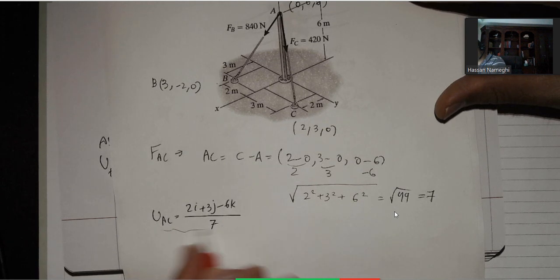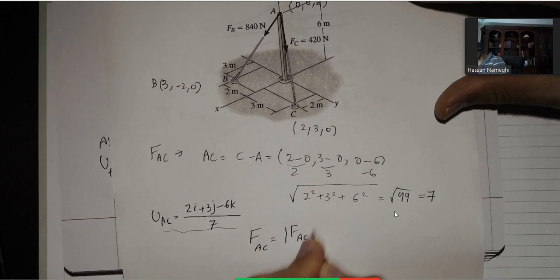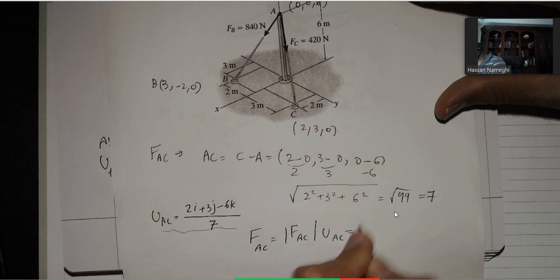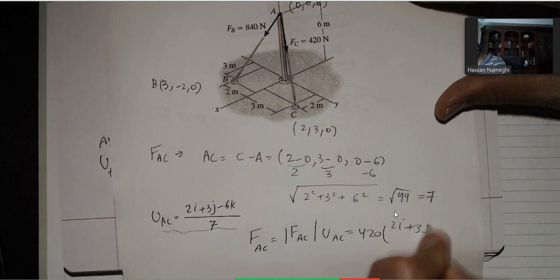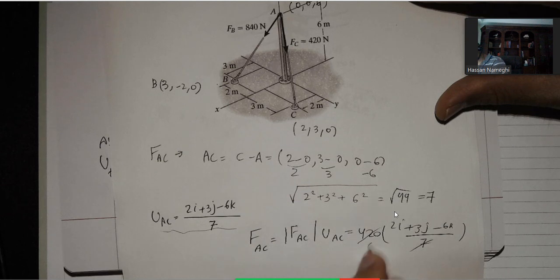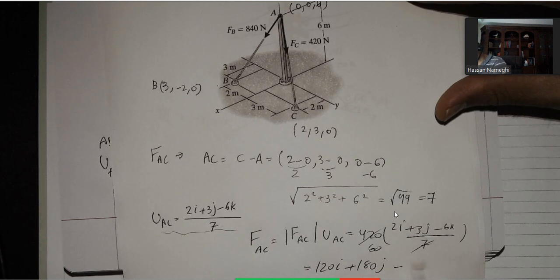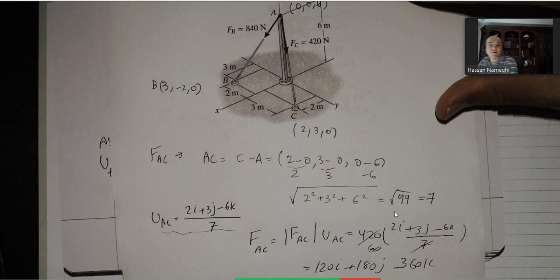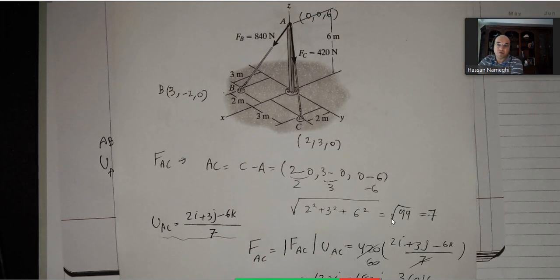In order for me to find FAC, FAC is equal to the magnitude of FAC times UAC. The magnitude is 420, and that's the unit vector, 2I, 3J minus 6K over 7. So this with this is crossed out, you get 60. 60 times 2 is 120I plus 180J minus 360K. Okay, that's easy. So let me stop the recording.